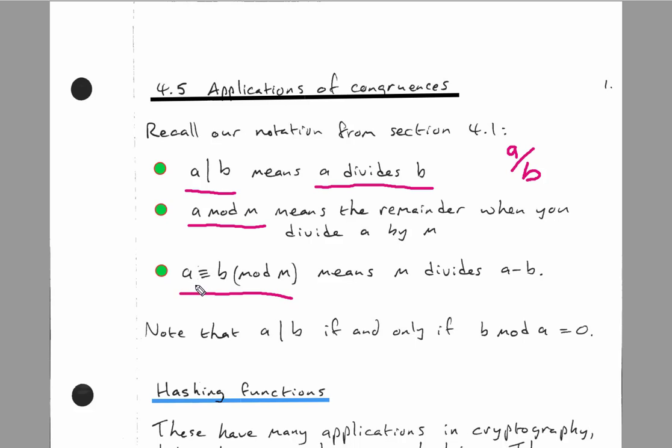And lastly, this notation, so you read this a congruent to b mod m, or modulo m. So this means that the difference, a minus b, well, m divides that difference. That's the same as saying m divides b minus a. And we saw another way to think about this is that if you divide a by m, and if you divide b by m, you'll get the same remainder.